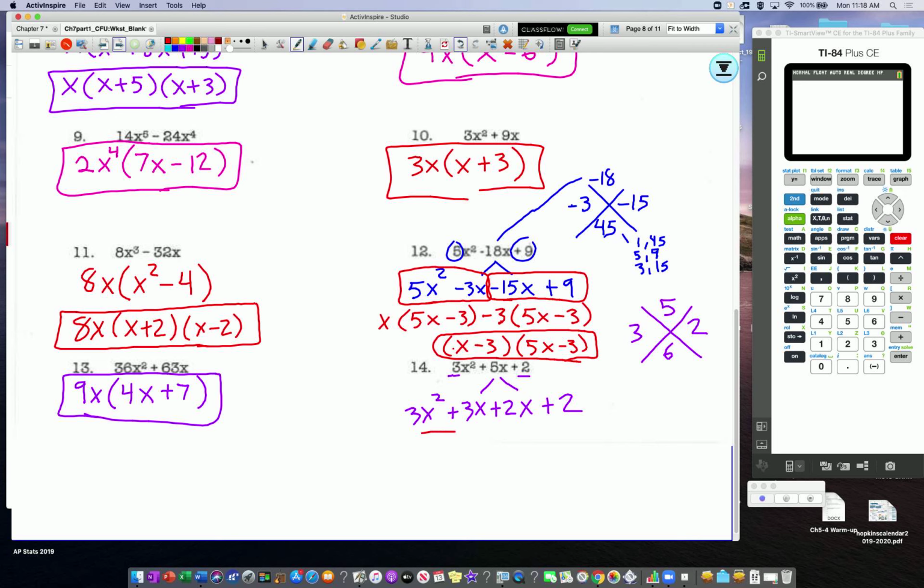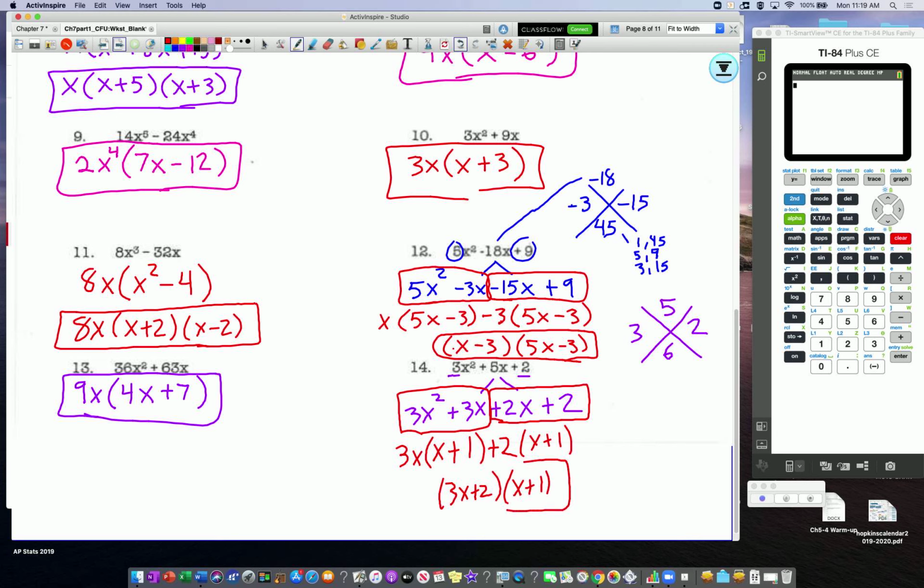As I group the first two together, they share a 3 and an x. So I'm left with just the x. 3x goes into 3x one time. Then I group the second grouping, 2x and 2. They share a 2 in common, and I'm left with x plus 1. So I have 3x plus 2 sets of x plus 1. Of course, I can FOIL that out and check just to make sure it works.